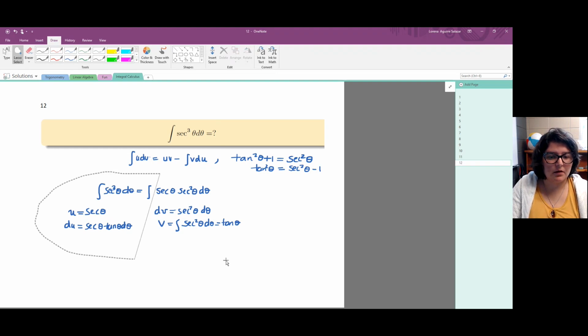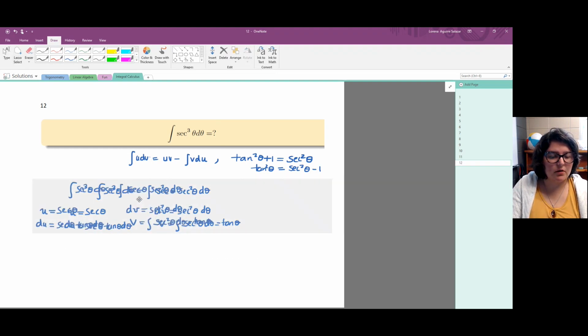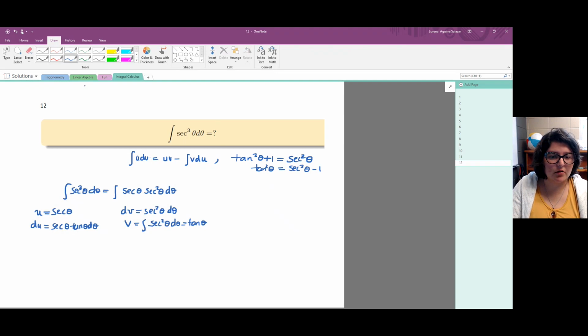Okay. With all this information, what we have is that the integral of u dv is the integral of secant times secant squared of theta d theta, and that's u times v. So secant of theta times tangent of theta minus the integral of v du. And we have tangent of theta multiplied by secant of theta and then by tangent of theta d theta.